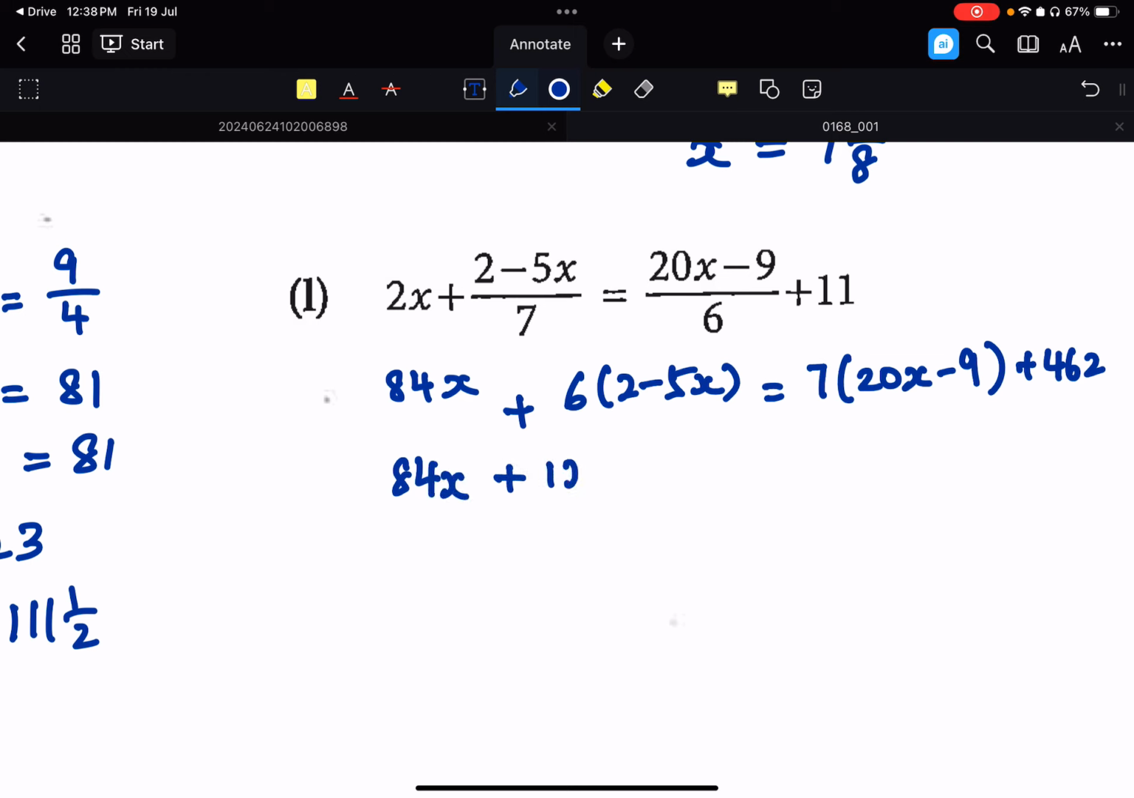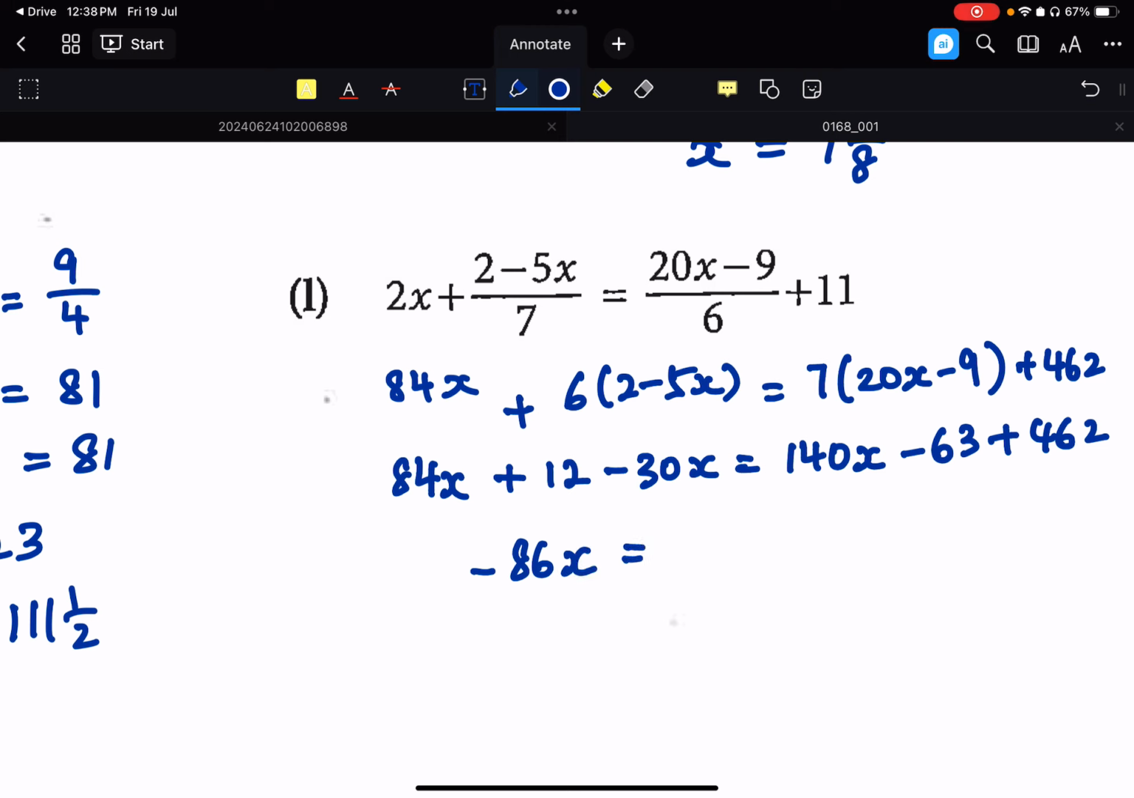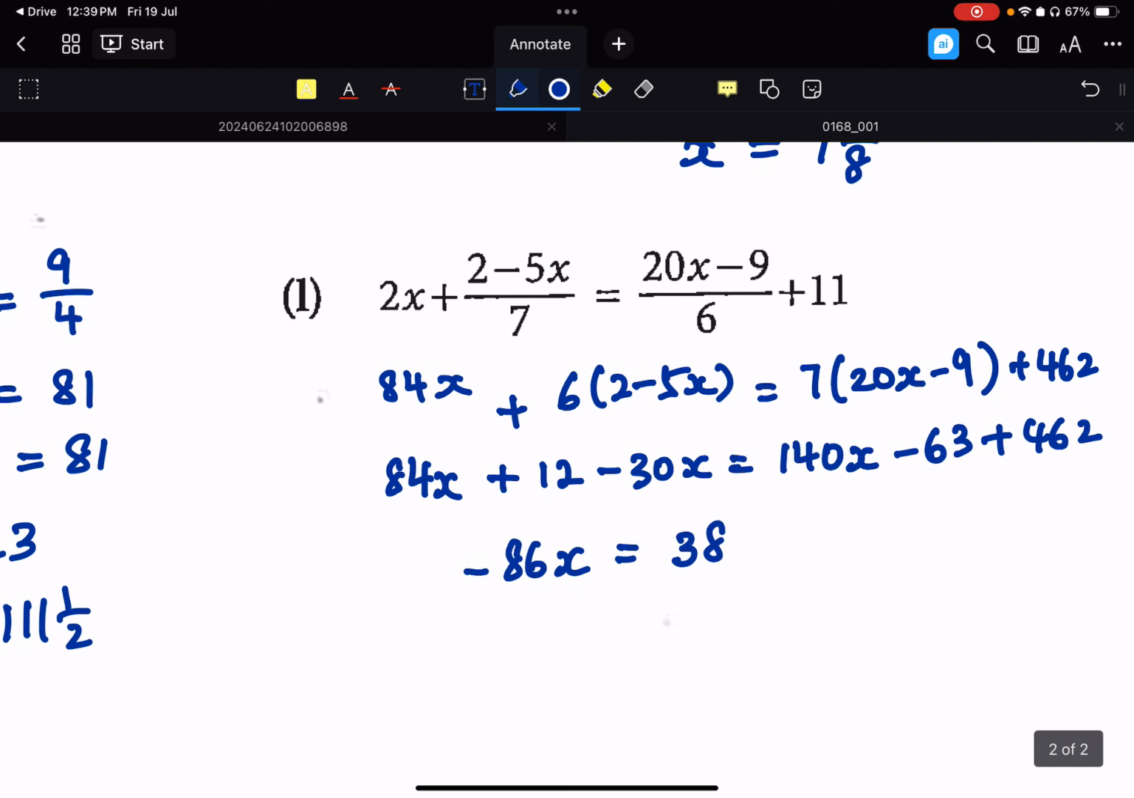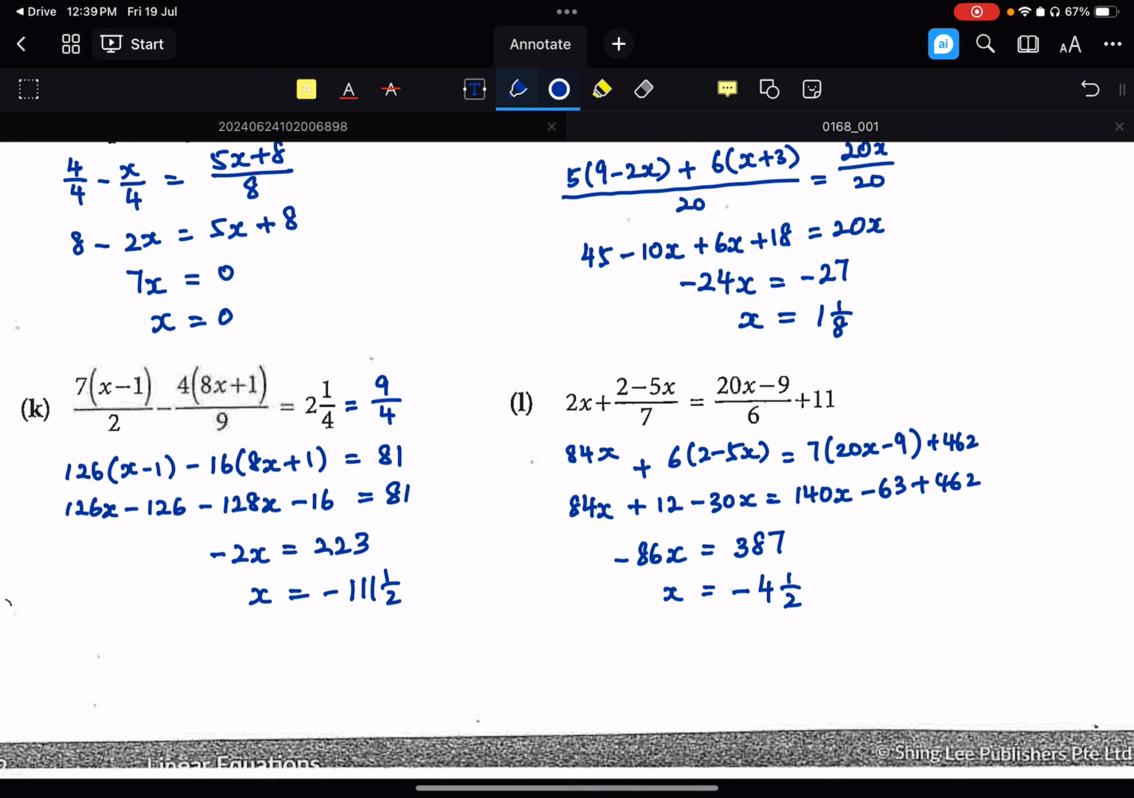84x plus 12 minus 30x equals 140x minus 63 plus 462. So 84 minus 30, negative 86x equals, let's try, 462 minus 63 minus 12, 387. So x equals, there, negative 4.5. All right, so this is what I've gotten.